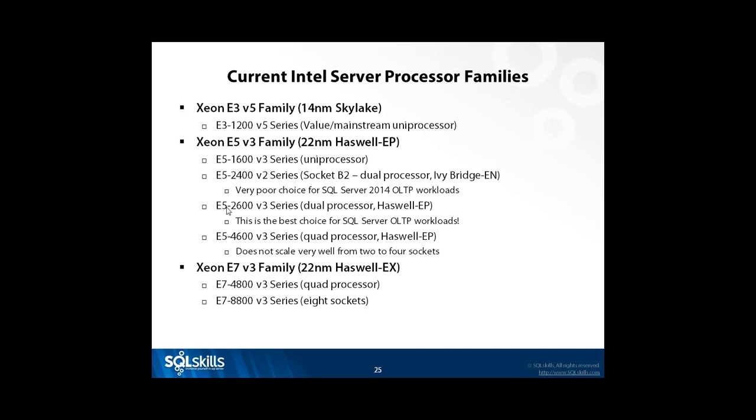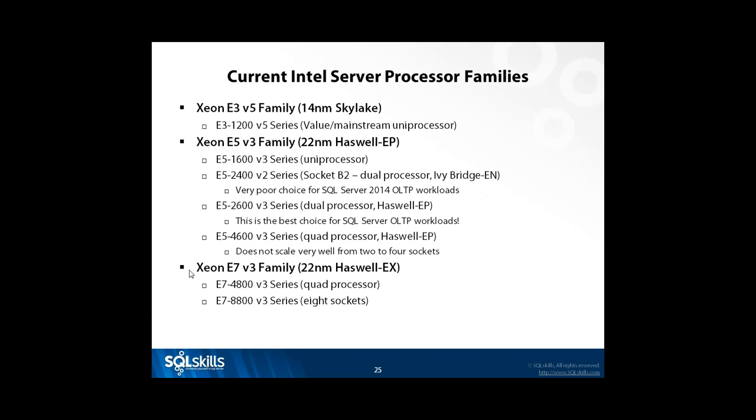And then in the 2-socket space, they've got the E5 V3 family, and they've got different variations of that. And the one you want to use is right here, the E5 2600 V3 Haswell EP. And the one you don't want to use is this one, the E5 2400 V2. This is sort of an economy version of this that has lower clock speeds and doesn't perform nearly as well. And Microsoft doesn't care. They'll charge you the same cost if you buy this one versus this one.